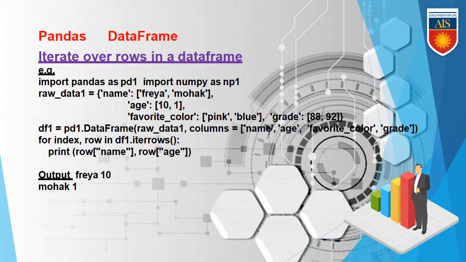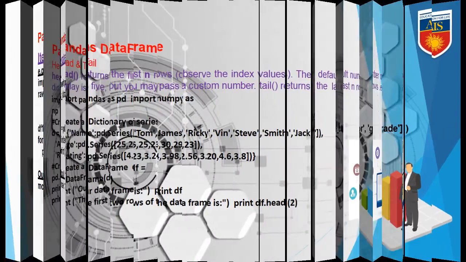Iterate over rows in a data frame. So import pandas as pd1, import numpy as np1, raw_data1 equal name and the information. Name is the field, and against the field we need to provide the information. As per our requirement, we need to continue this. df1 equal pd1.DataFrame, then we need to mention raw_data1, then the column, and against the column we need to mention the value also. Print row, then the row name and the information, and finally we will get our proper output. This way we can apply iteration over rows in a data frame.